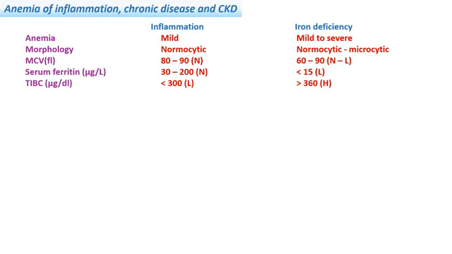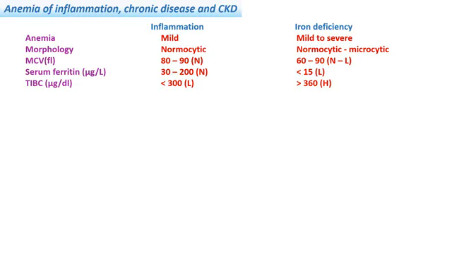So what happens in inflammatory anemia? Anemia is mild, but in iron deficiency anemia it is mild to severe. Morphology of the RBC in inflammatory anemia is normocytic. In iron deficiency anemia it may be normocytic in the early stage, but in the advanced stage it is microcytic. MCV in inflammation is 80 to 90 femtoliter. In iron deficiency it is 60 to 90, normal to low.